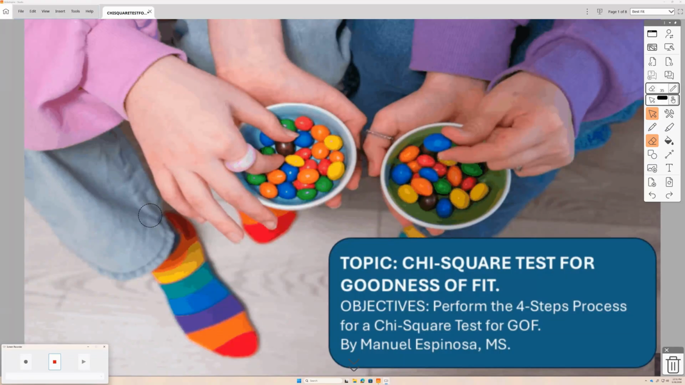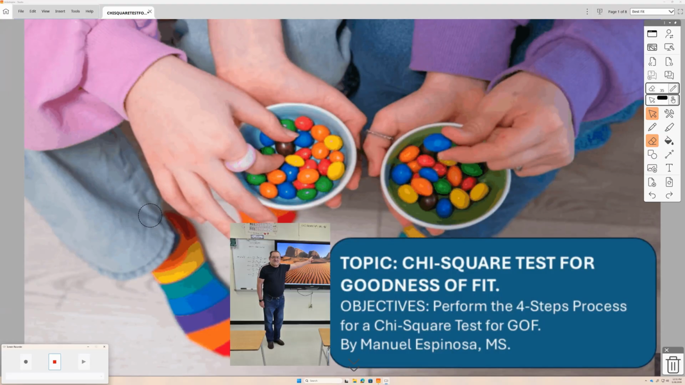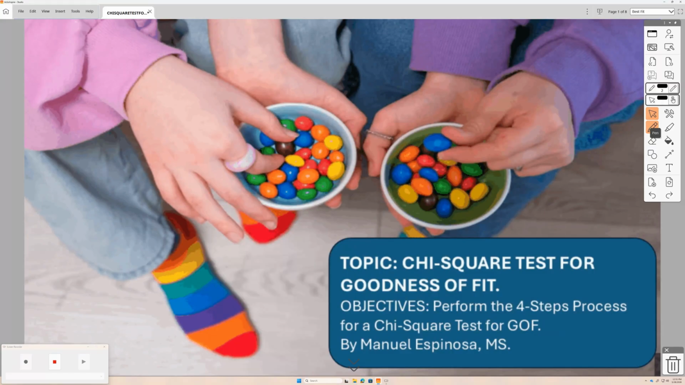Chi-square test for goodness of fit. Hi everyone, my name's Manuel Espinosa. I'm a master in mathematics, and the target of this video is to perform the 4 steps process for a chi-square test for goodness of fit.